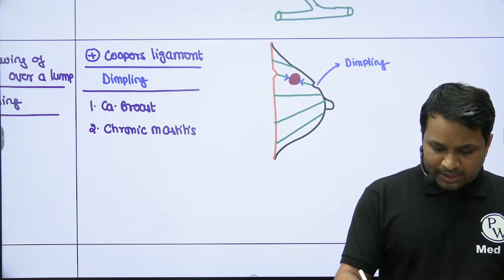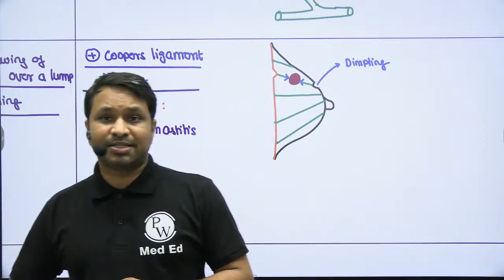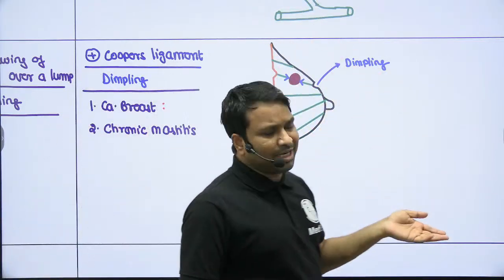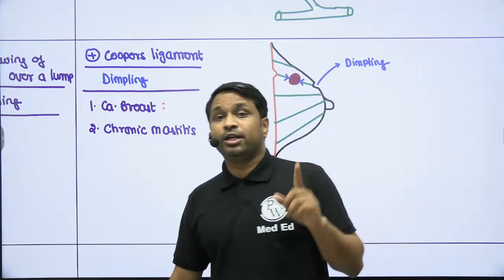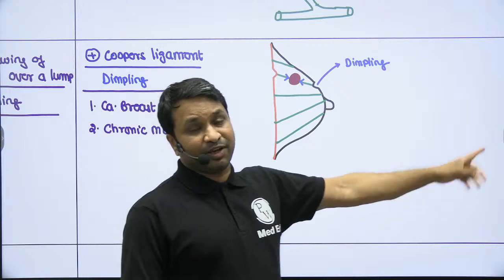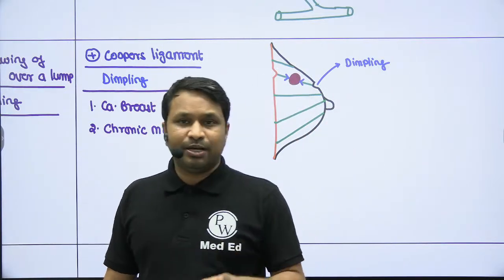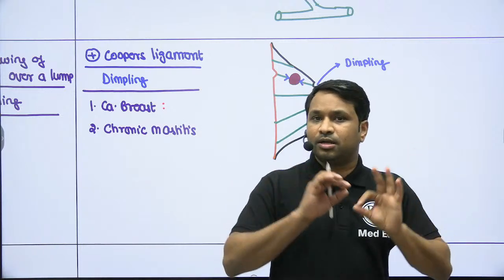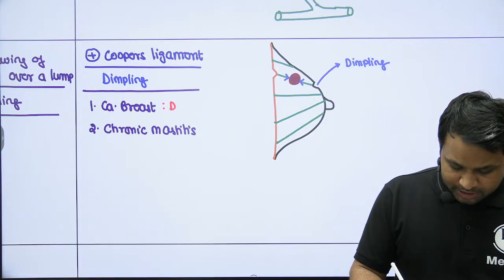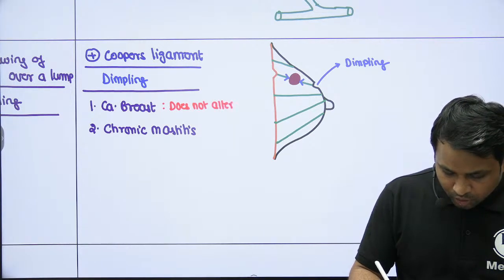Now, when you look at the staging, as we told you, if there is peau d'orange and the patient has breast cancer, the stage directly becomes T4B. The example that we took was a 2 centimeter lump, which is a T1 disease. A 2 centimeter lump with peau d'orange will become T4B disease. Same, a 2 centimeter lump is T1. A 2 centimeter lump with dimpling, what do you think is going to happen? Nothing, right? Remember, dimpling does not alter the staging.